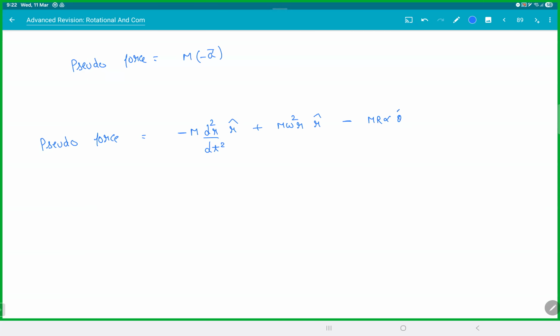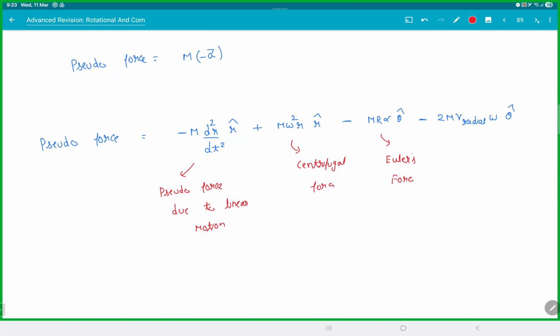m r alpha theta cap, 2 m v radial omega theta cap. This is your pseudo force due to the linear motion. This is your centrifugal force. This is your Euler's force. This is your Coriolis force. So by chance, if anyone asks you find the pseudo force, you actually have to find all the 4.